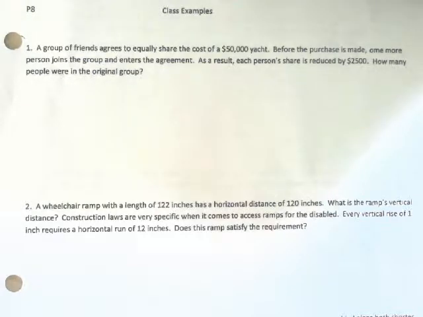So they were going to split the cost between a certain number of people. If you add an additional person in there, right, everyone's cost goes down. So how many people were there in the original group? On the forefront, you're like, I have no idea. You'd probably start guessing and checking, right? But we want to do this algebraically.